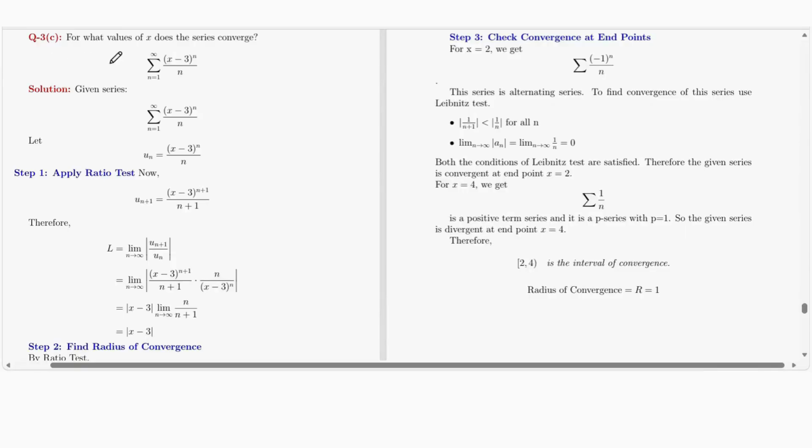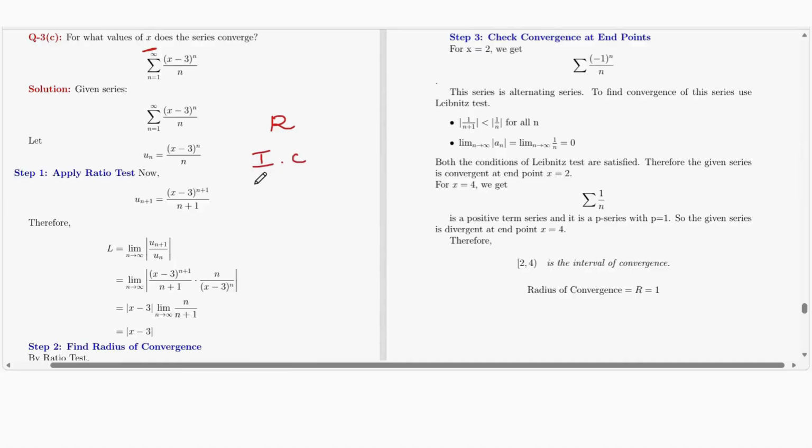Question 3c. For what values of x does the series converge? The series is (x minus 3) raised to n upon n. This series is a power series. Here we are interested in finding the values of x for which this series is convergent. That's why we are interested in finding the radius of convergence R and the interval of convergence.